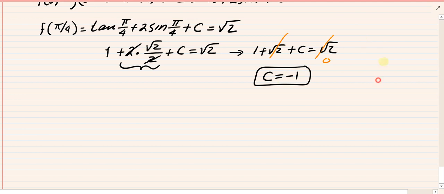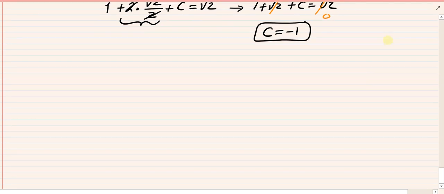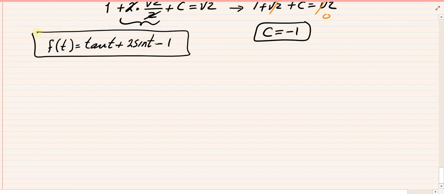Okay, and once we have c equal negative 1, therefore, the only antiderivative that meets the initial value condition is tan t plus 2 sine t minus 1. That's the one that works. There you have it. Number 40.